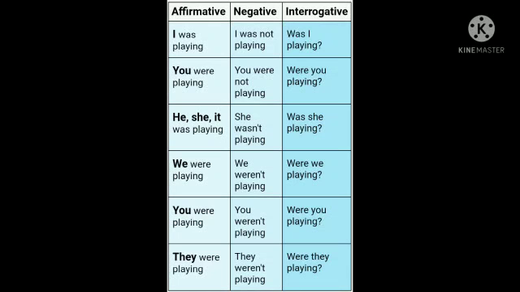Third one is he, she, it was playing. Now here comes she wasn't playing as the negative one, and the interrogative of this sentence will be was she playing. Now here the affirmative is the same, remember that the negative form of this sentence was wasn't, and the interrogative is in positive form was.